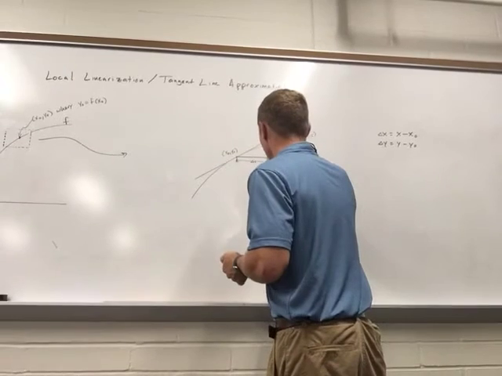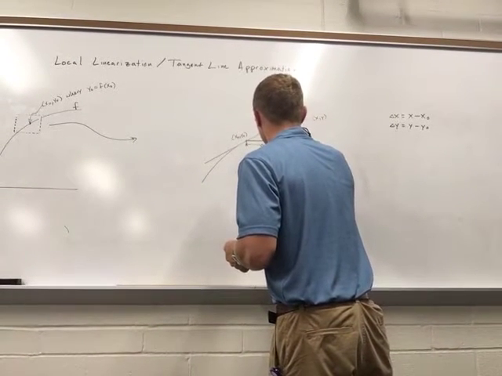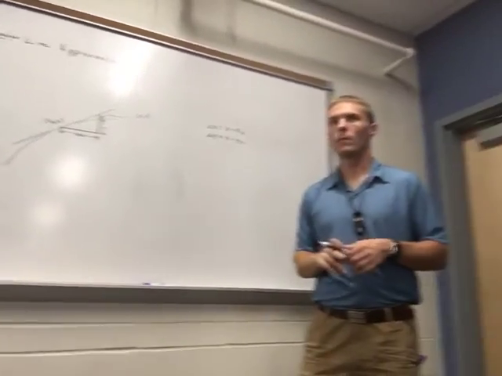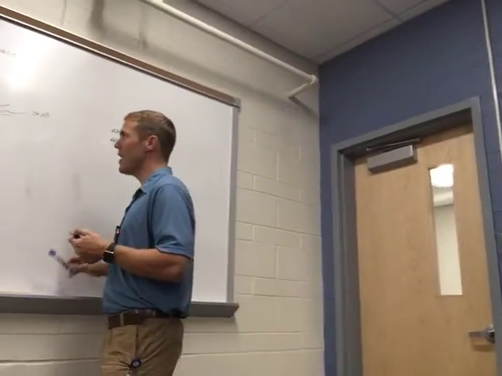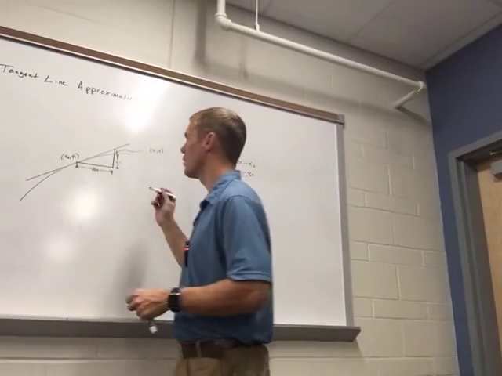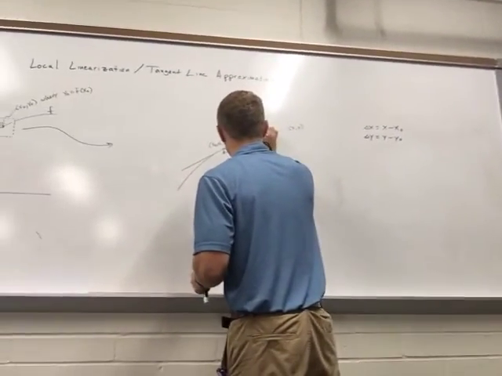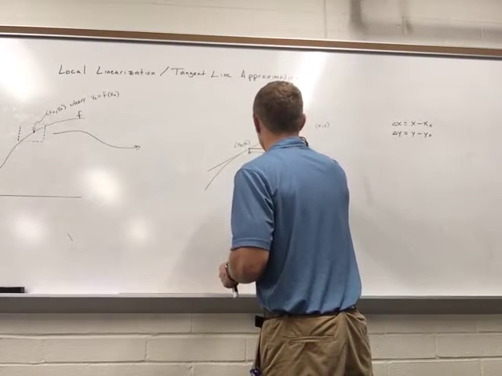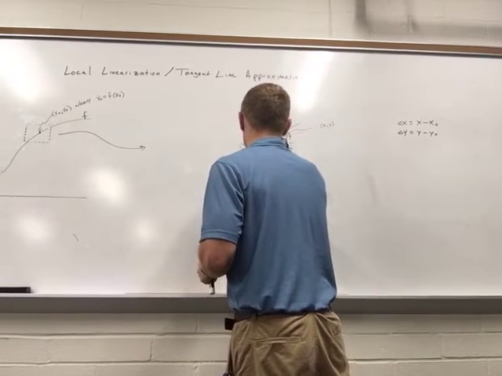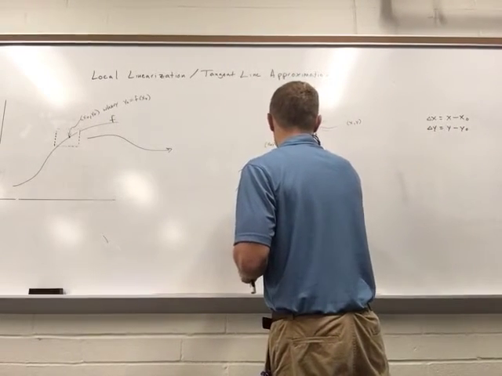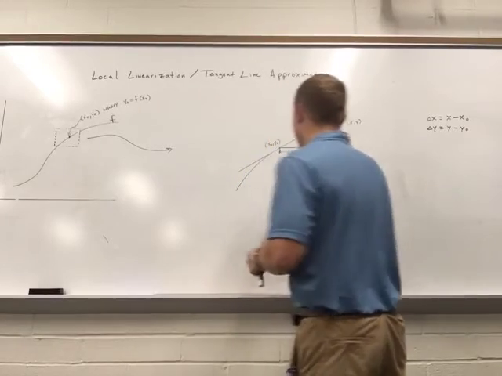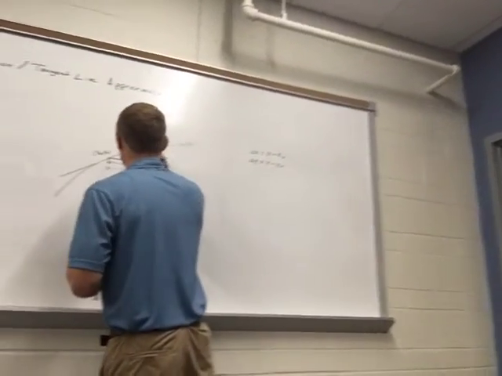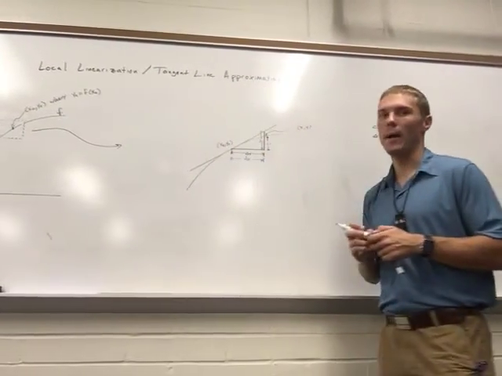So this distance here is delta y. Now, what we're going to understand is that this distance here is very hard to get your hands on. However, this distance actually is a lot easier to grasp, because I can call this dx. Being the slope of that line is the derivative, I can call this distance dy.